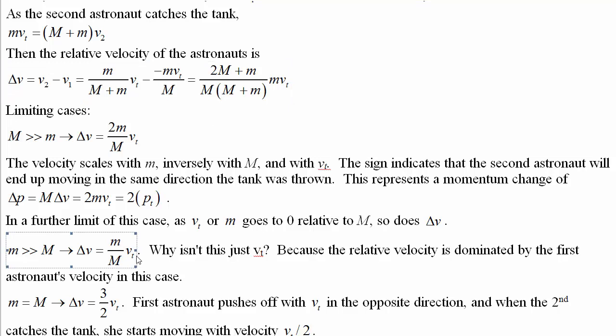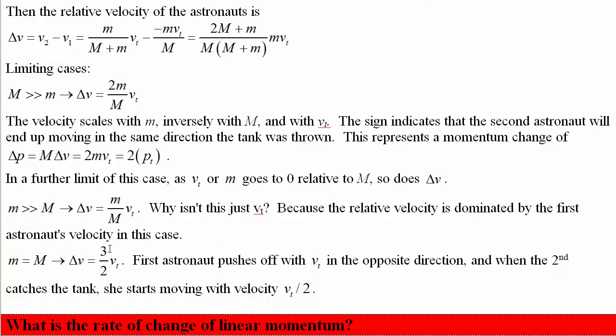But then you may be surprised: if the tank was much more massive, why do we see this divided by astronaut mass here? That's because the relative velocity is dominated by the first astronaut's velocity. In order to give the tank that momentum, the first astronaut must have flown off at a really fast velocity, because his mass is negligible compared to the tank's. So this is entirely a velocity change from the first astronaut in the limit.